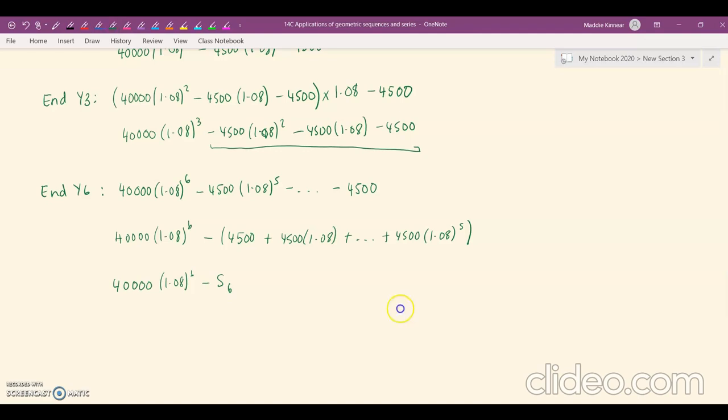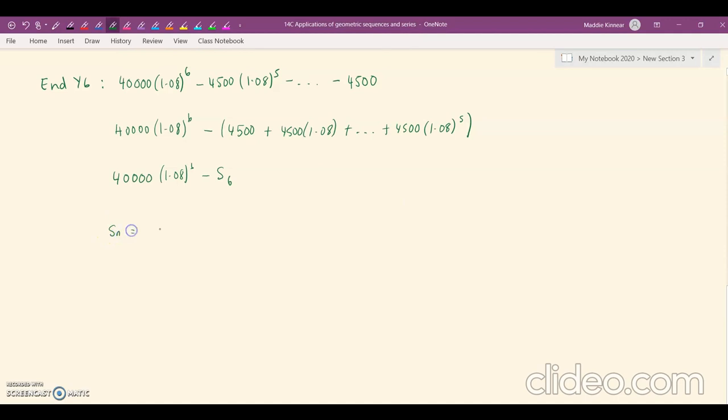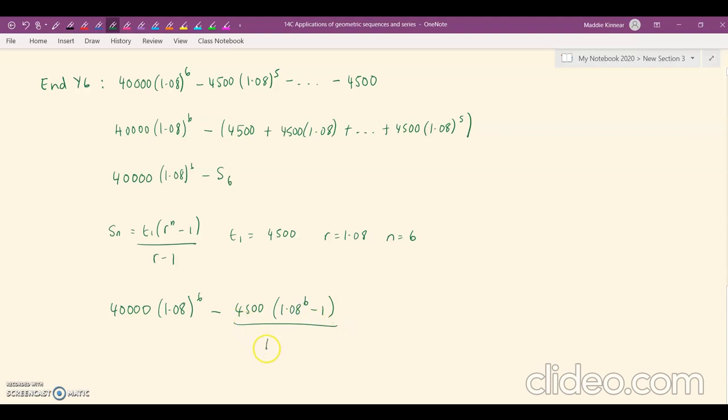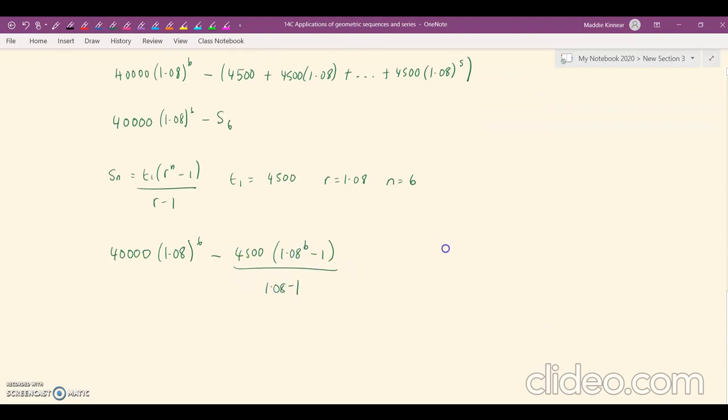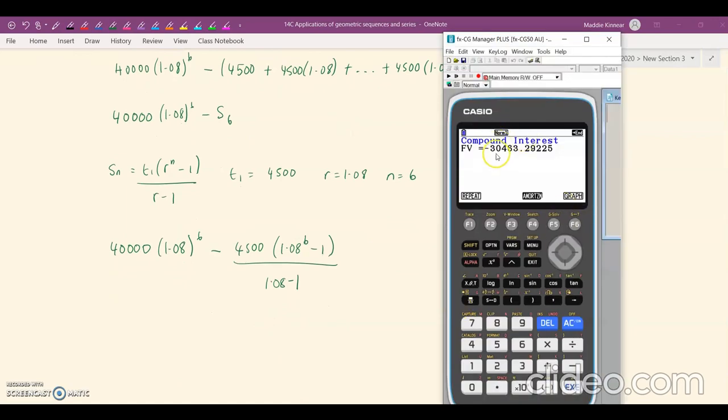And in this case, to find S of 6, we know S of n is equal to term 1 times r to the n take 1, over r take 1. Term 1 in this case is going to be 4,500. Our r is 1.08, and our n, because we're looking at 6 years, is 6. So we're going to get 40,000 times 1.08 to the power of 6 minus 4,500 times 1.08 to the power of 6 take 1, all over 1.08 take 1. And if we type that in on a calculator, we will get the same answer as this, 30,463.